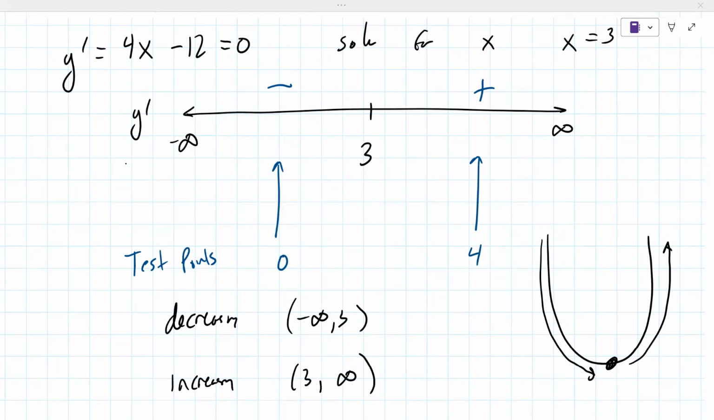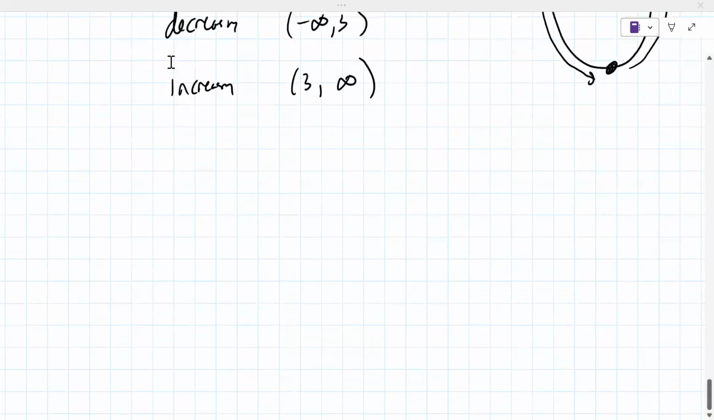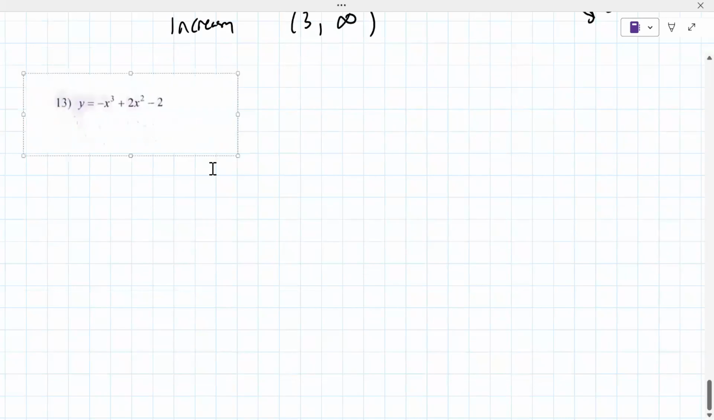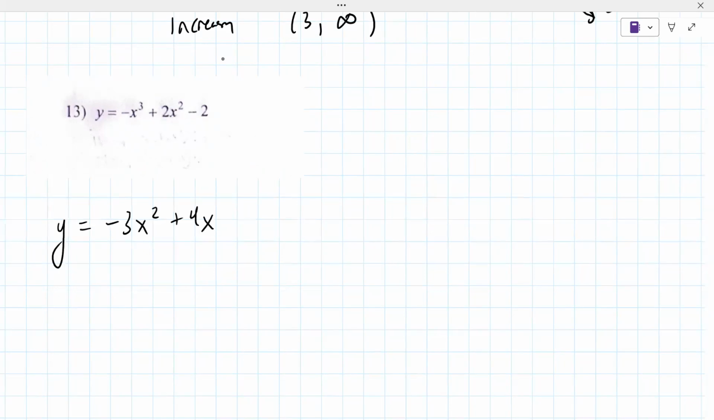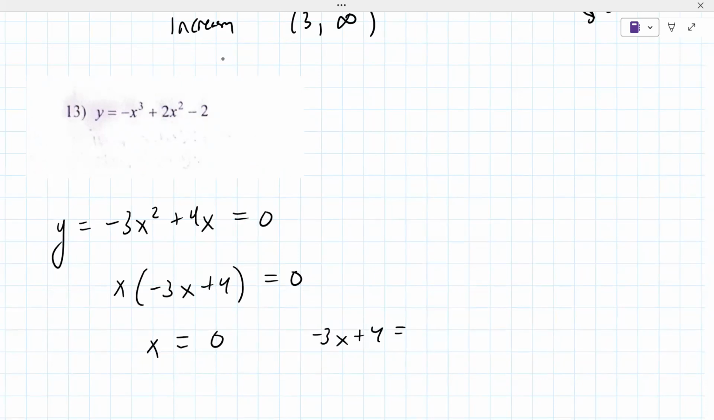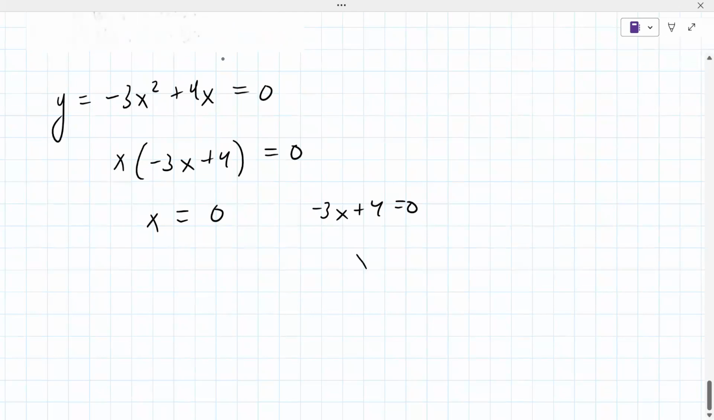All right, number 13. All right, can you calculate the derivative on this, please? Yeah, it would be negative 3x squared plus 4x. All right, so this time we're going to set it equal to 0. Factor out an x maybe, x times negative 3x plus 4 equals 0. You set each of those equal to 0. And you end up getting 4/3 and 0.